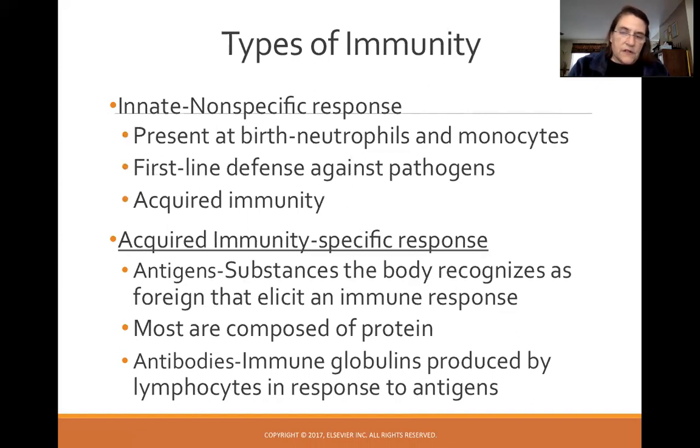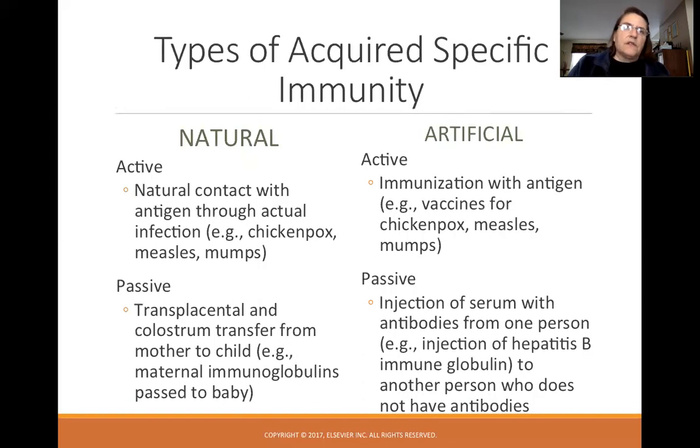Antigens are substances that the body recognizes as foreign, and they elicit an immune response, and most of them are composed of protein. Antibodies are immunoglobulins produced by lymphocytes in response to antigens.